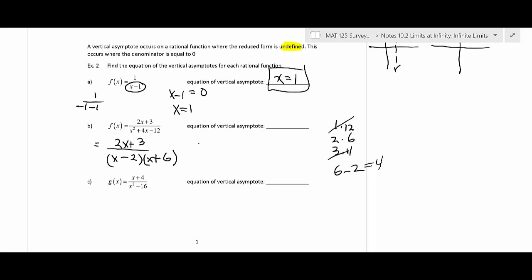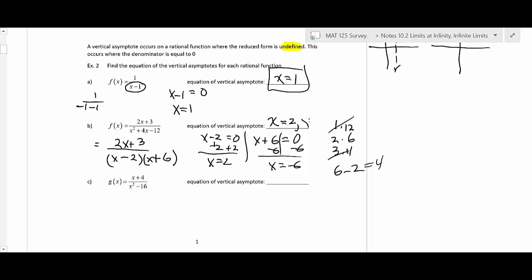Positive 2, right? What would make this 0? Negative 6. And you can do that in your head most of the time, but if you can't, then just do this. Write down those two, set them equal to 0, and solve the equation. You can add 2 to both sides, whatever you need to do. So x equals 2 would be an asymptote. And same thing here. But most of the time you're just going to do that in your head. So the two asymptotes are x equals 2, x equals -6.